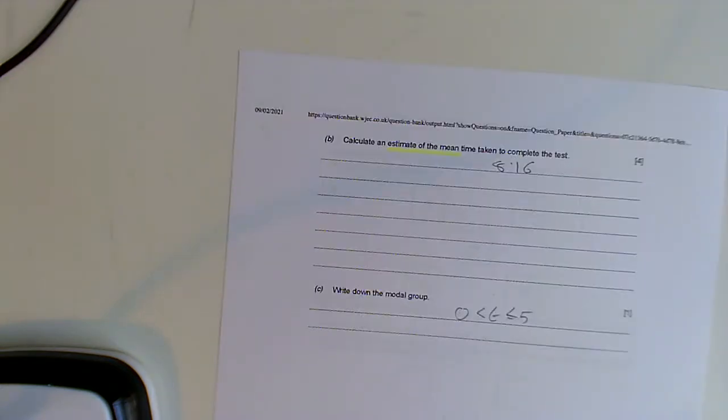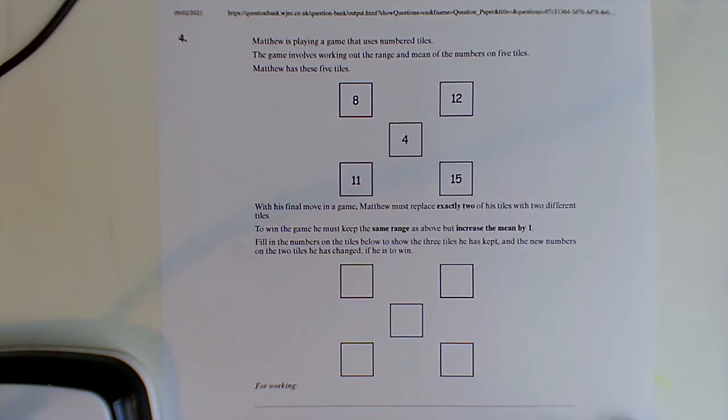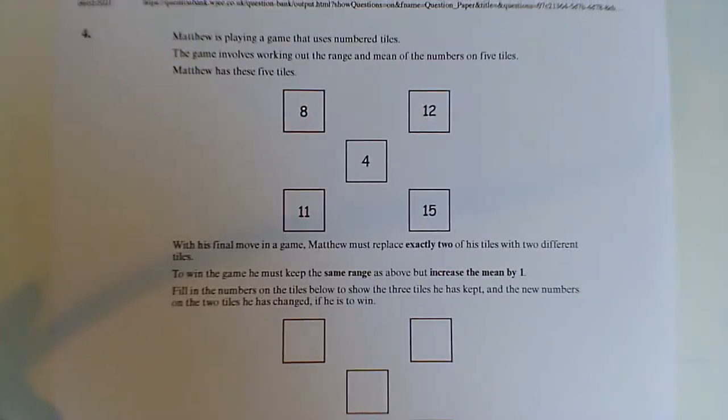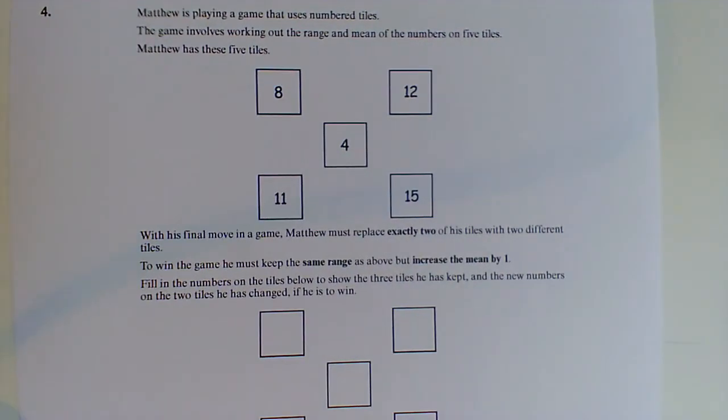Let's have a look at question 4, final one for today. This one is a little bit of problem solving to do with the range and the mean. Okay, so Matthew was playing a game that uses a number of tiles. The game involves working out the range and mean of the numbers in 5 tiles. Matthew has these 5 tiles. With his final move in a game, he's got to replace 2 of his tiles with 2 different tiles. To win, he's got to keep the range the same, and he's got to increase the mean by 1.